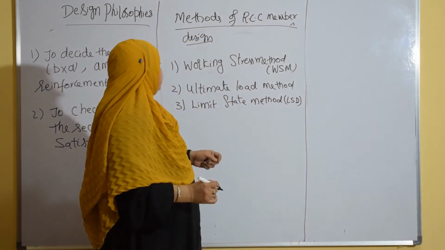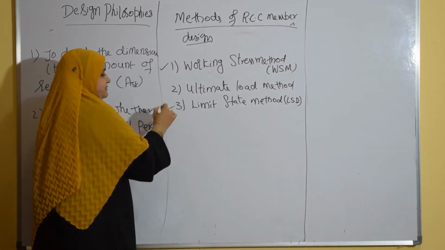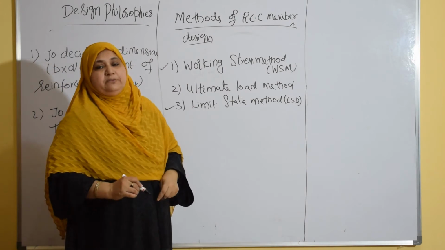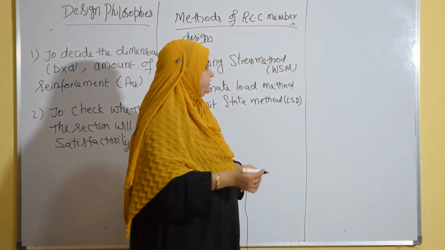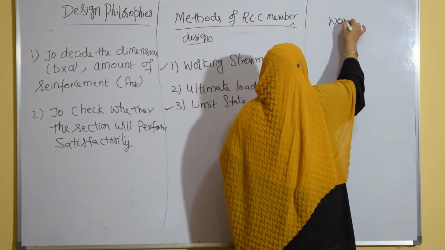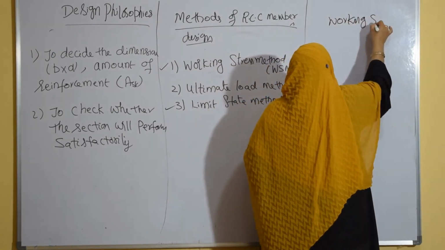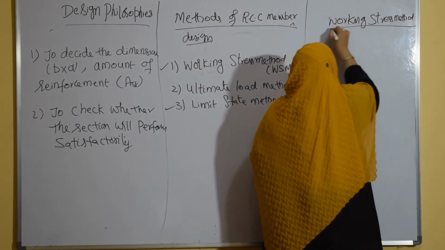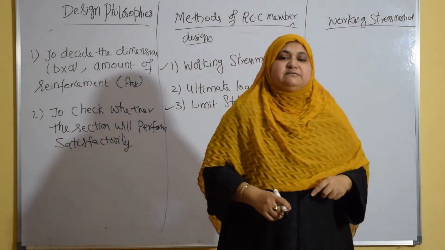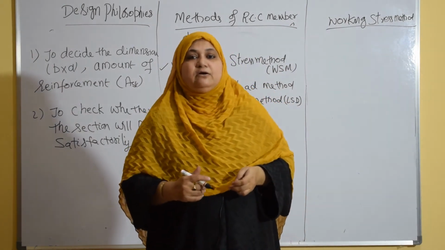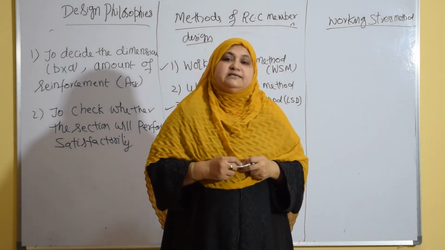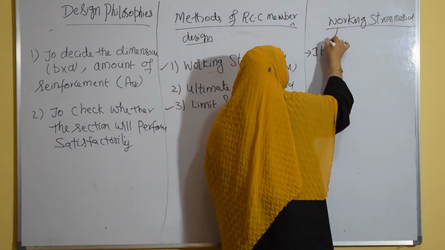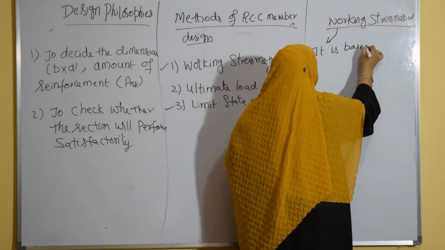Now we will see that out of these, two are still being practiced. The limit state method is the one we are currently using, but learning the working stress method is also important. Why? We will come to know. So what is the working stress method? This method is the oldest method of RCC design. It is based on elastic theory. This is very important. The working stress method is based on elastic theory.